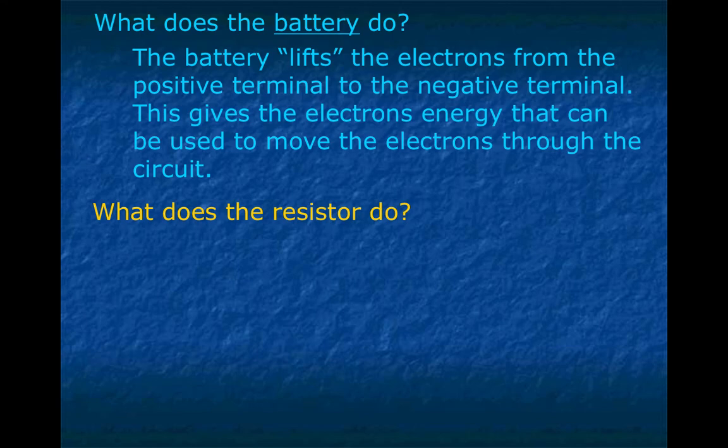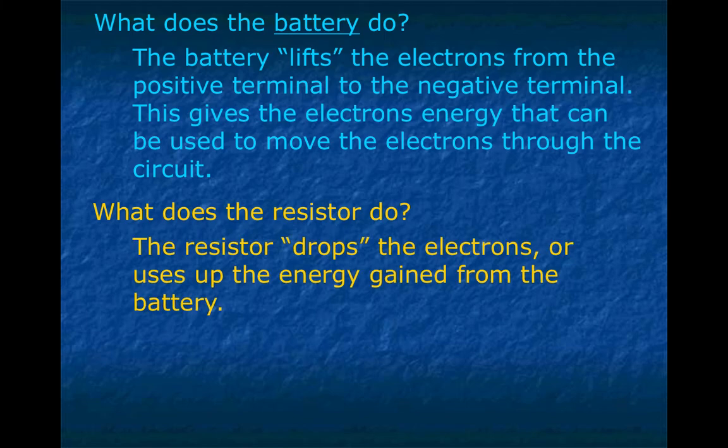Well, then what does the resistor do? So the battery lifts the electrons. The resistor is going to drop the electrons, or the resistor is going to use the energy that was gained from the battery. So you'll hear that term potential drop quite often. You'll see that, right? What is the potential drop of this light bulb, or what is the potential drop of resistor 2? And that has to do with the drop in energy that the resistor is taking away from the electrons.